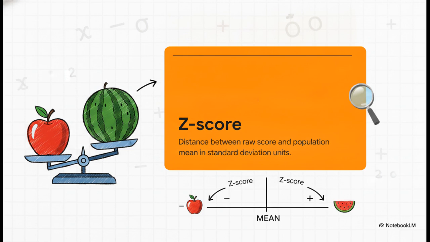The machine solves this by standardizing the raw data using something called a z-score. In plain English, a z-score just measures how far any single data point is from the absolute average. If a raw score is below the mean, it gets a negative score. Above the mean, it gets a positive one. It's this brilliant little trick to turn apples and watermelons into one universal mathematical language.